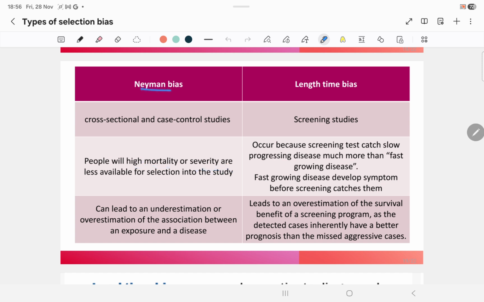That is why Neyman bias is there. You will only see survivors. So you will get the data from the survivors only. You will not get the data from high mortality people or people with high severity of the disease.